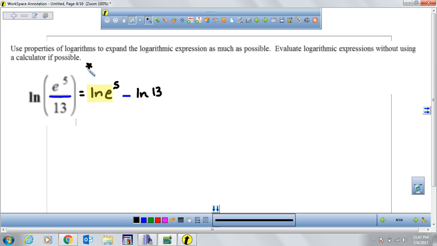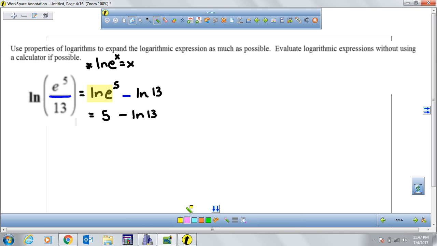We covered it in section 4.2. When I have the ln of e raised to some power x, it is equal to x. The ln of e just disappears from the expression. So ln of e raised to the power of 5 is just going to be 5. So this expression is going to be 5 minus ln of 13. This is the answer for this expression in expanded form.